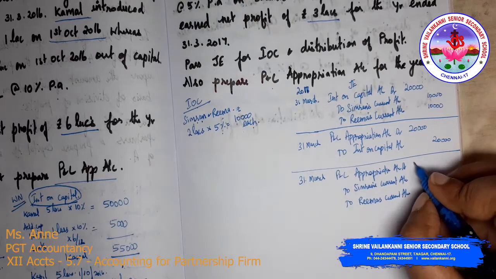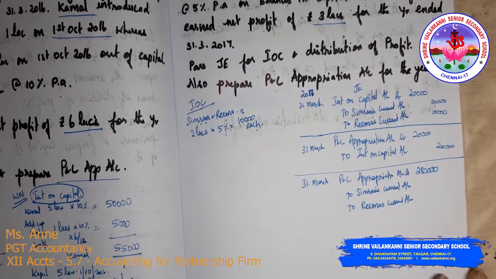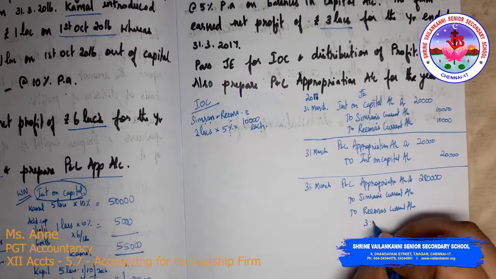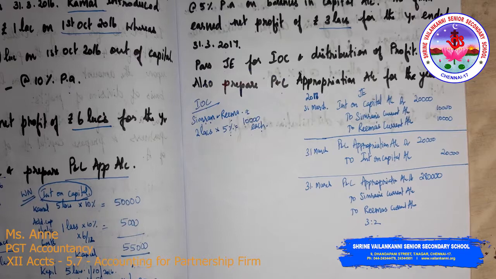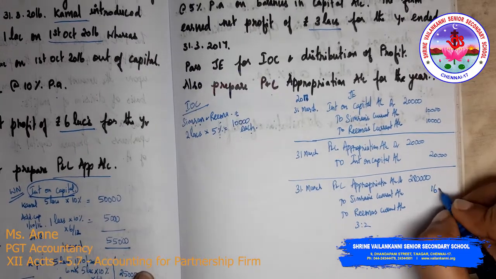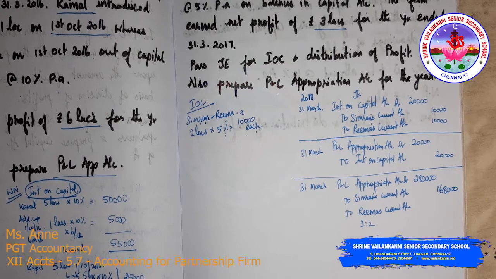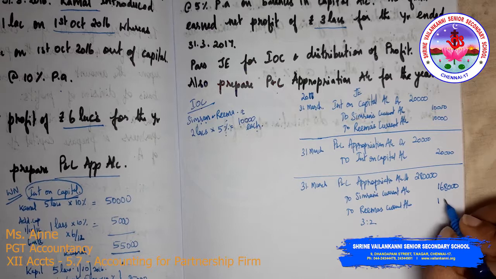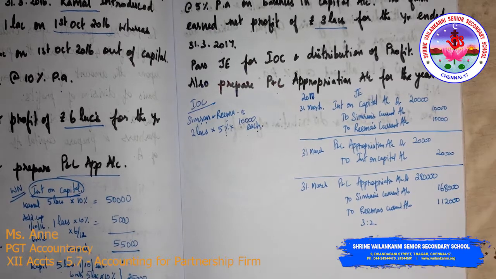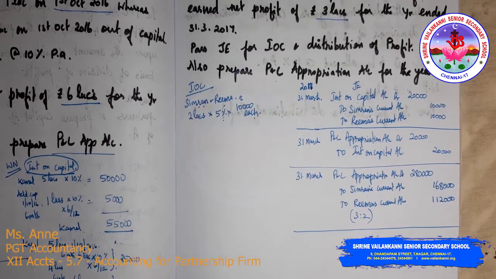So 2,80,000 should be apportioned in the profit sharing ratio. What is the profit sharing ratio? 3:2. So if we apportion this in the profit sharing ratio, we get 1,68,000 and 1,12,000. Okay. So this is how you prepare the journal entry.